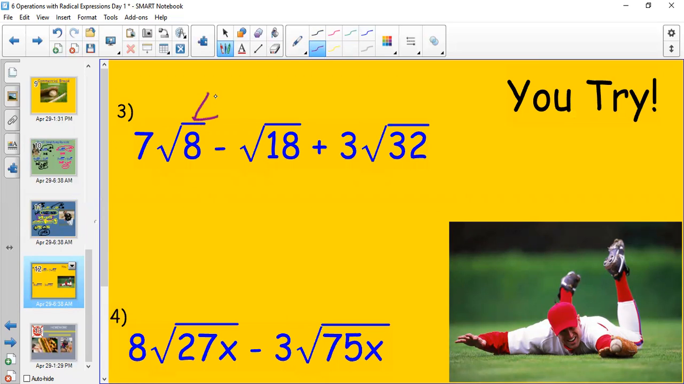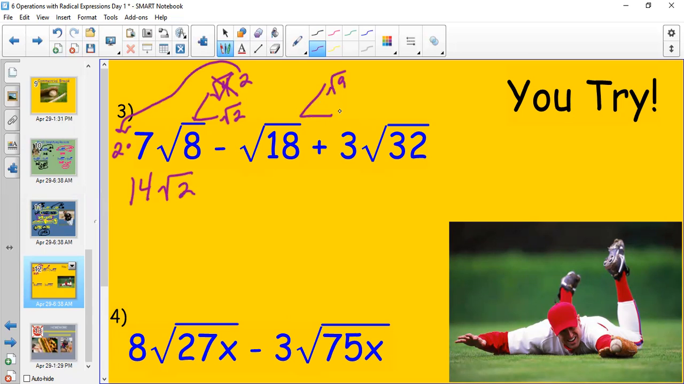Square root of 8 breaks up into 4 times 2. Square root of 4 is 2. That's going to come out front to be multiplied by the 7. So that would be 14 square root 2. 18 is square root of 9 times 2. Square root of 9 is 3. That's going to come out front. So negative 3 square root 2.